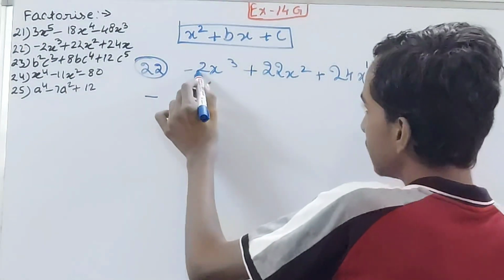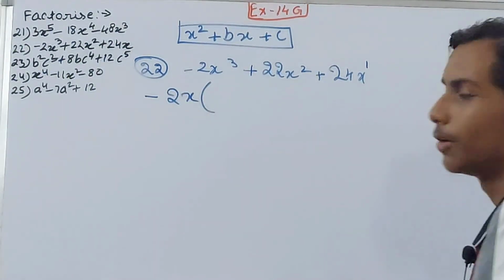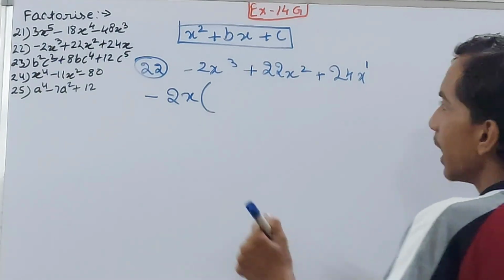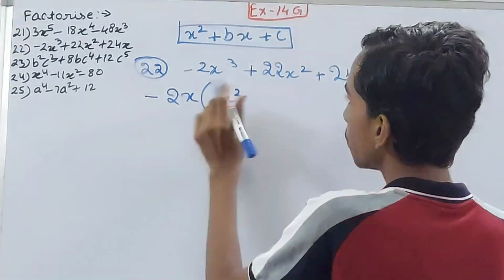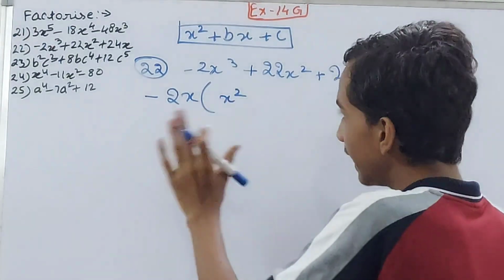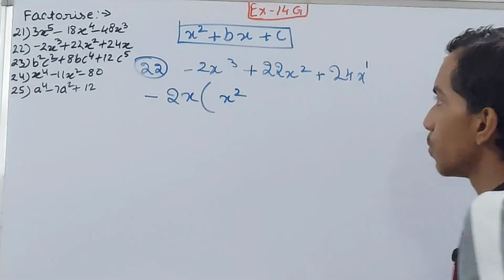Now in the numbers, 2, 22, 24, again we can take only 2 common. So minus 2 we are taking common along with x. So you will have what? Here you will have x square. See, minus 2 by minus 2 cancels, right? Plus 1. That's why I have taken minus outside the bracket. X cube and x, so 3 minus 1, that is what?